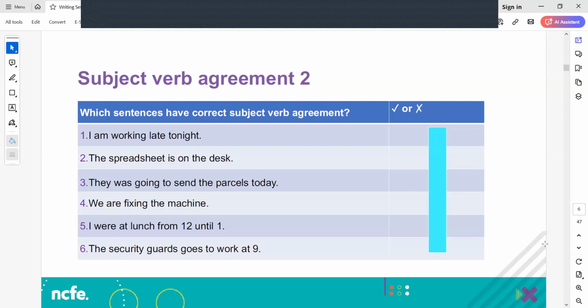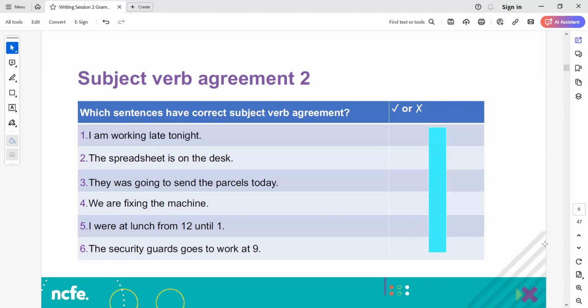So looking again at that subject-verb agreement, which of these sentences are correct? I am working late tonight. So we're looking at the verb and the subject. The verb is am, the verb to be, I am, and the subject is I. I am working late tonight. Is that correct or incorrect? Correct. Good.